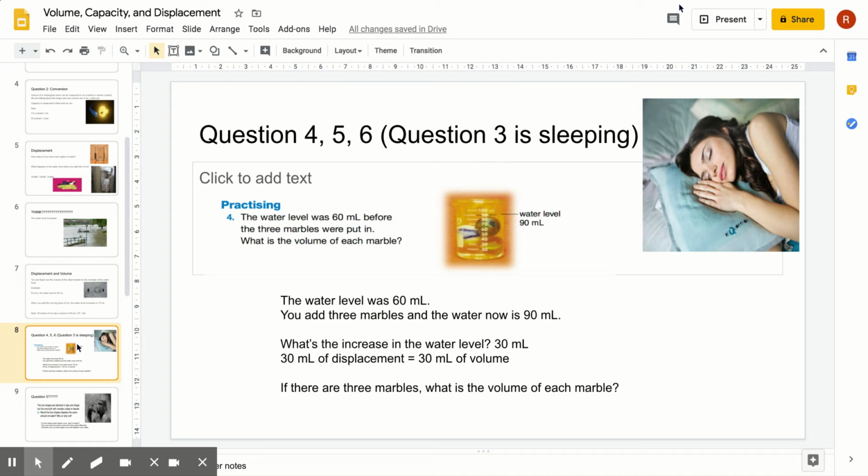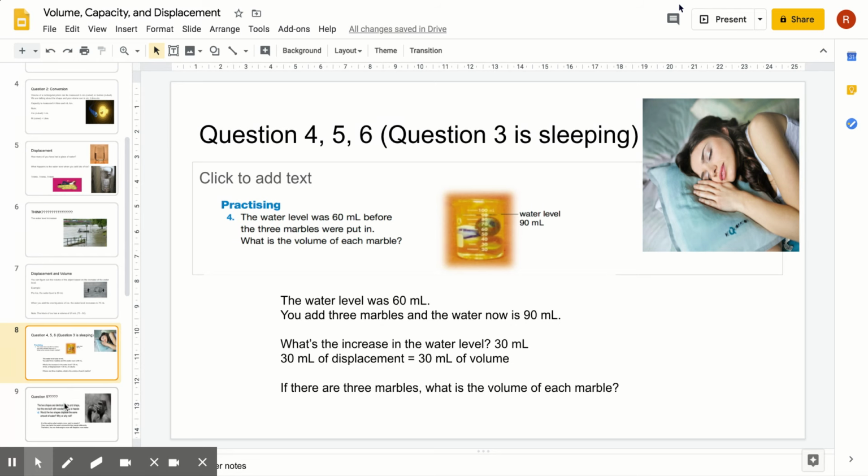What they're asking for is what is the volume of each marble. But if you know that the water level increased from 60 to 90, you know that all three marbles have a volume of 30. And what the question is asking, well, how much would each marble be? In other words, what would be the volume of one marble?